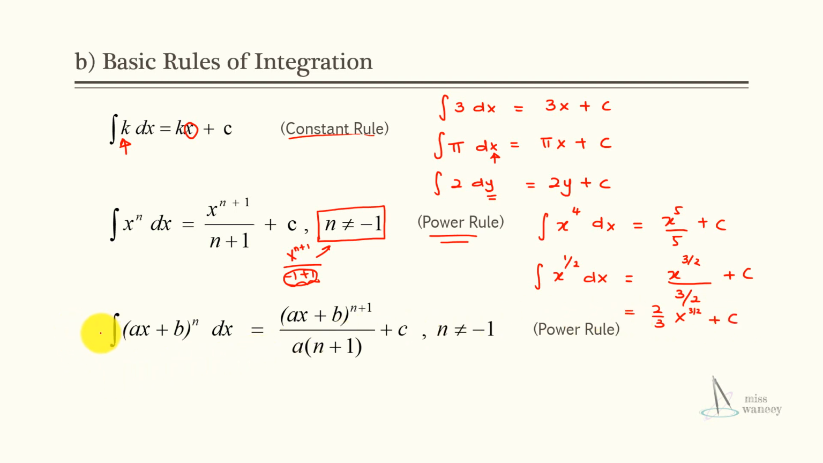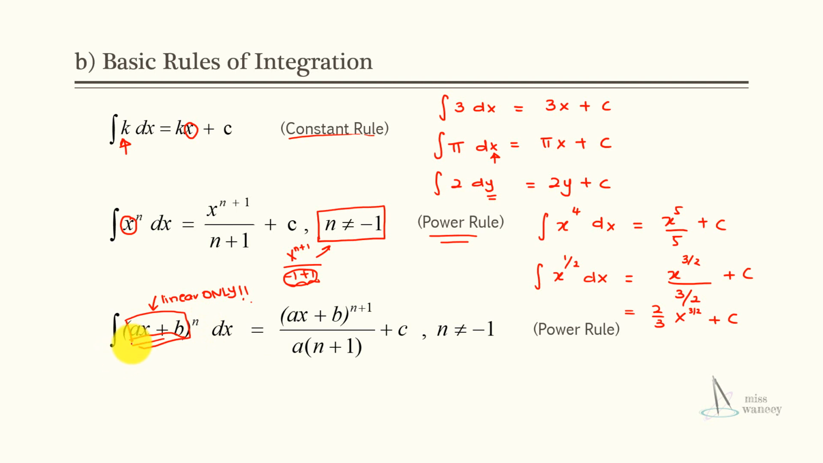Okay, so the third rule is actually similar to the second one, but instead of having x, now I have ax plus b. But be very careful if you want to use this rule. This only applies if we have a linear function only. If you have a quadratic or cubic, you cannot use this formula anymore.